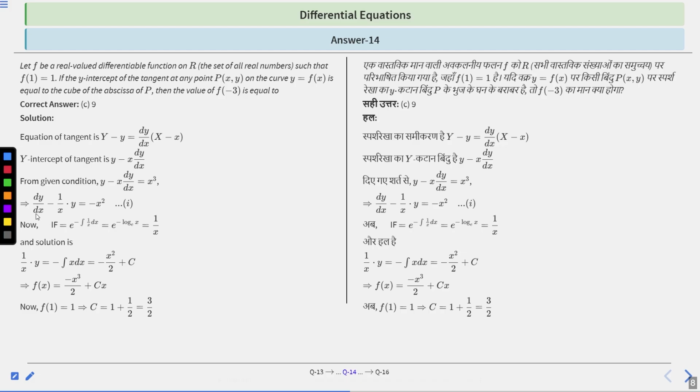Therefore, dy by dx minus 1 by x into y is equal to minus of x square, which is equation 1. Now, the integrating factor will be e to the power minus of integration of 1 by x dx, right? Which is equal to e to the power minus log x, which is equal to 1 by x. Right, therefore, the solution of this differential equation is 1 by x into y is equal to minus of integration of x dx, which is equal to 1 by x into y is equal to minus of x square by 2 plus c.